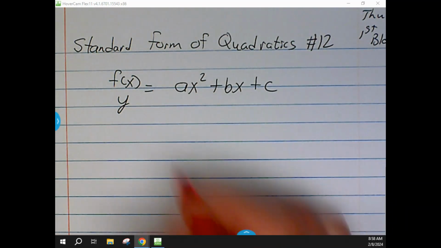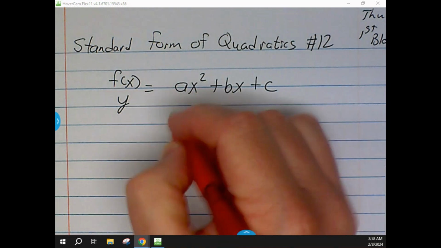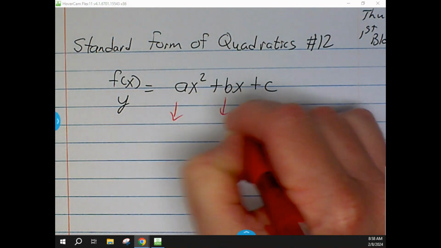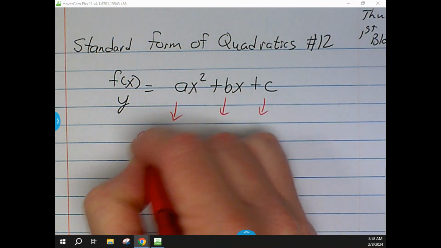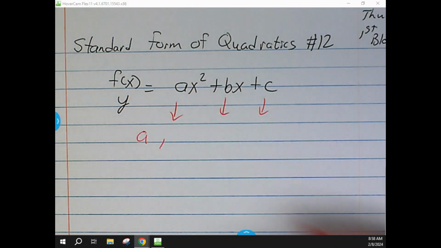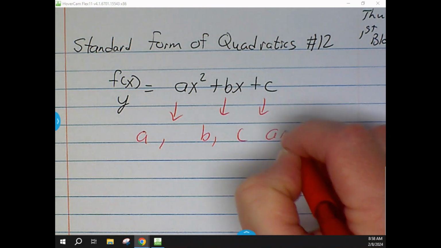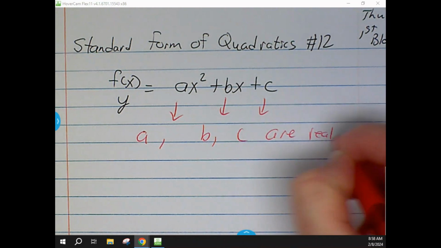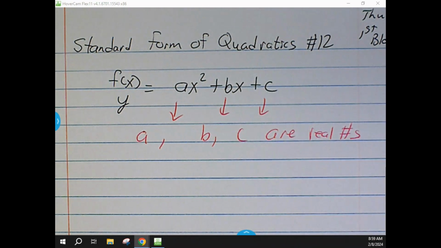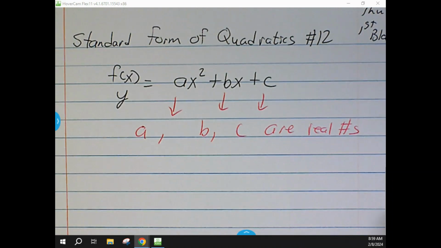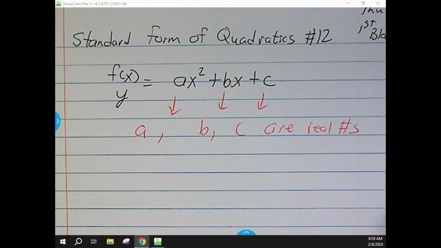So the big thing when you do this one is the a and the b and the c values. It's not a big deal yet, but we'll talk about that very shortly. But a, b, and c are real numbers. And we'll actually talk about imaginary numbers next week. Because you may be going, well, I thought everything was real numbers. Well, we'll show you some imaginary numbers when it comes to it.